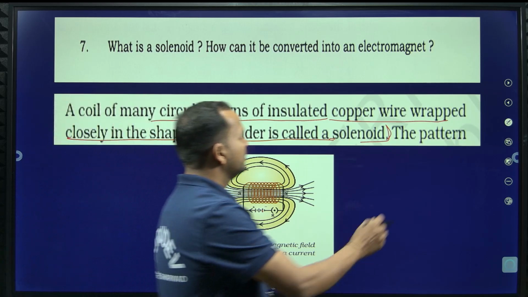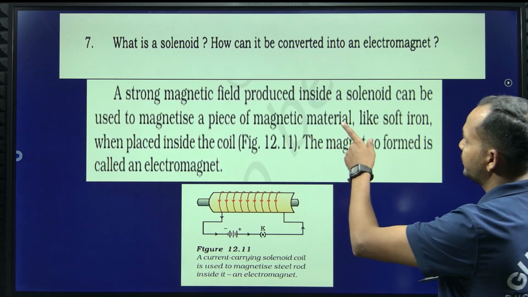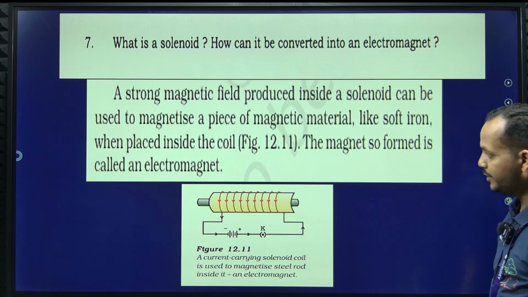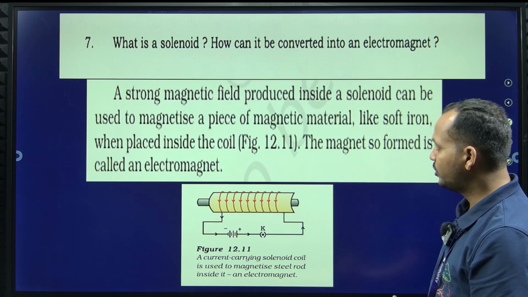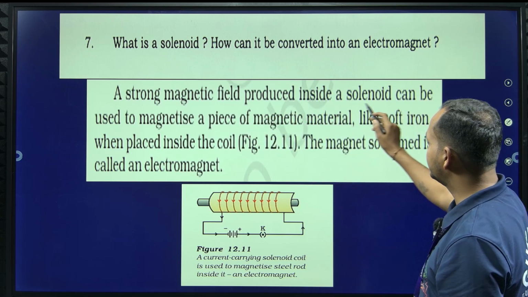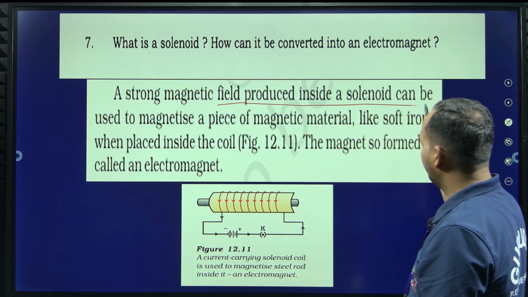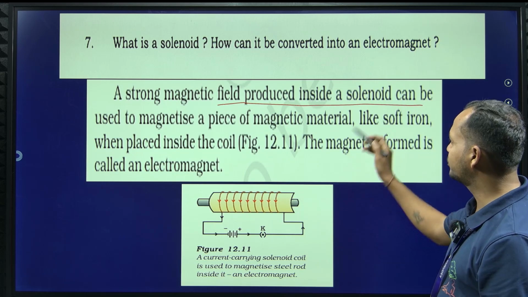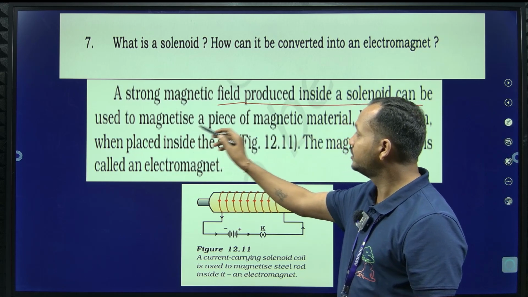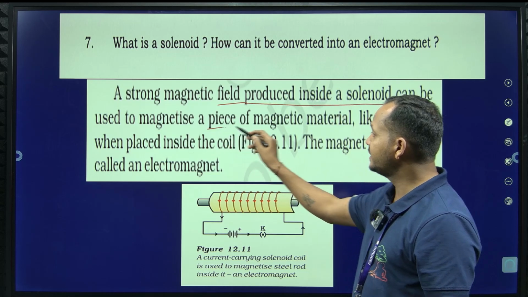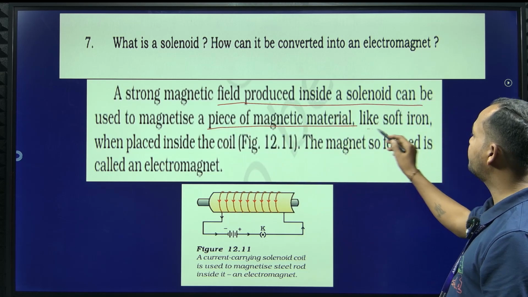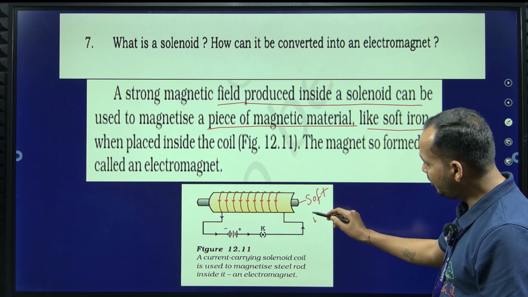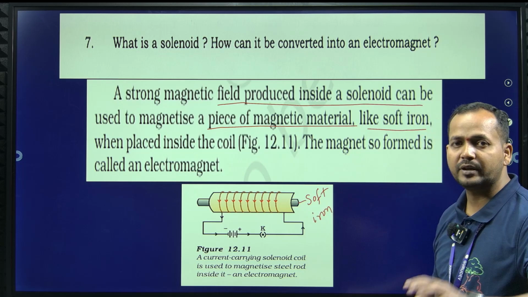Then our next question is, how can it be converted into an electromagnet? So this is an electromagnet. A strong magnetic field is produced inside a solenoid. Whenever current flows through this solenoid, a strong magnetic field develops in the solenoid, and this magnetic field is used to magnetize a piece of magnetic material like soft iron. We place the soft iron here, then this soft iron becomes an electromagnet.